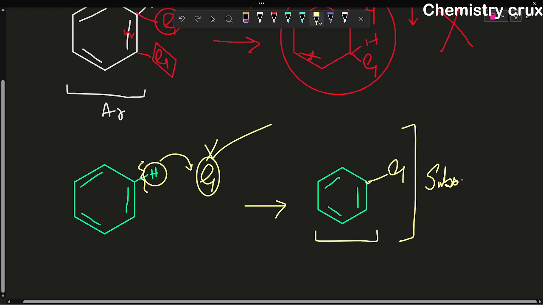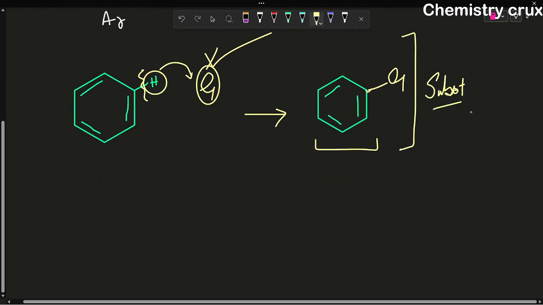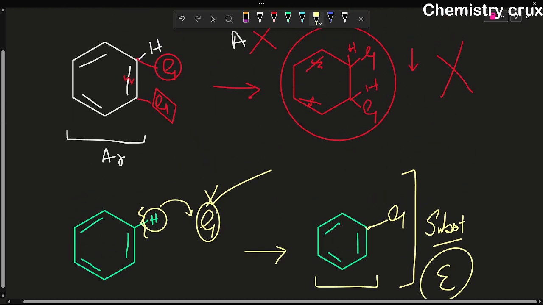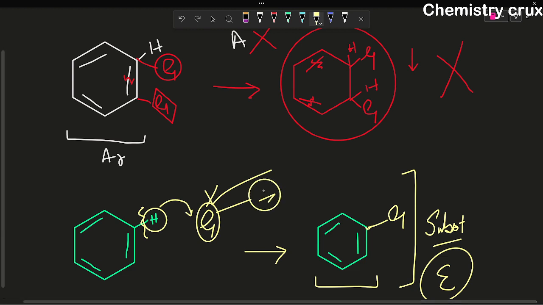Now a substitution reaction can be either an electrophilic substitution reaction, that is, the group that was coming in is an electrophile, or if the group coming in is a nucleophile, then this is a nucleophilic substitution reaction.